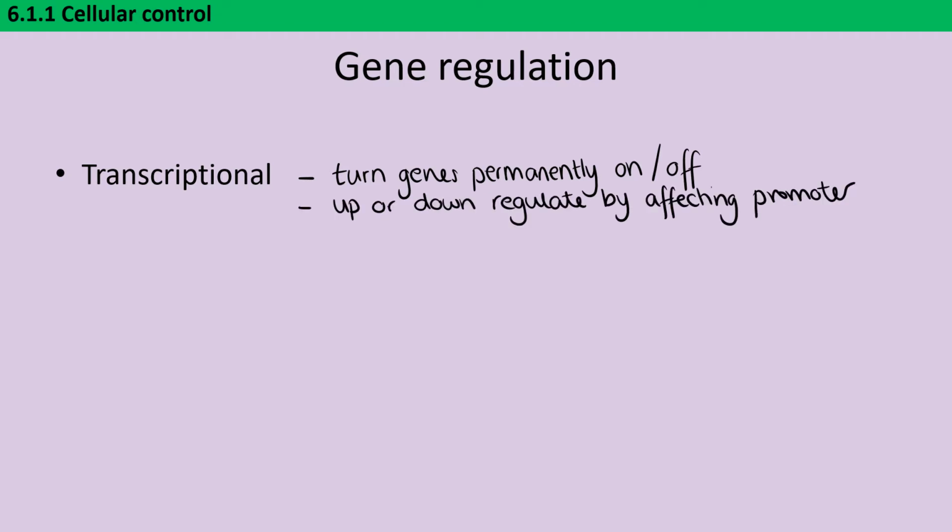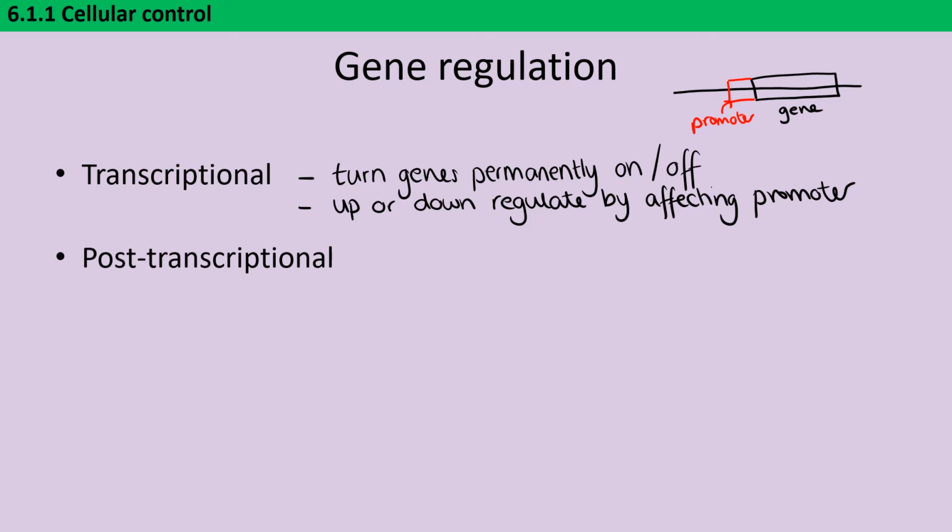So we could also be talking about up or down regulating the transcription of a particular gene in response to the stimuli in the environment around us. And that often happens by affecting a promoter region. So a promoter region is a small section of DNA, usually just upstream of the gene that it's affecting. And by interacting with this, various proteins or transcription factors can control how frequently that gene is being transcribed.